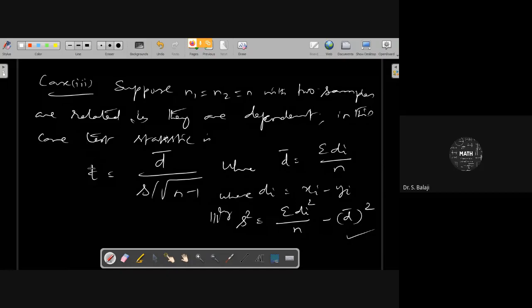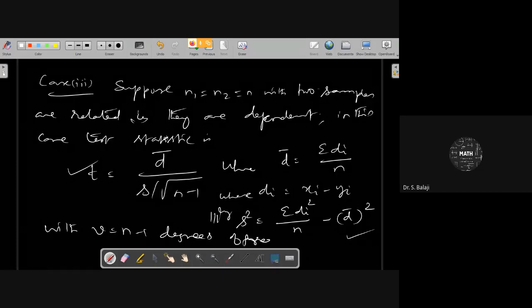This is the third test statistic. You use it when the samples are related, that is, dependent on each other, with n1 equal to n2 equal to n. What about degrees of freedom? v is equal to n minus 1 degrees of freedom, because we are calculating with the help of the di values, and from d bar you have one restriction.